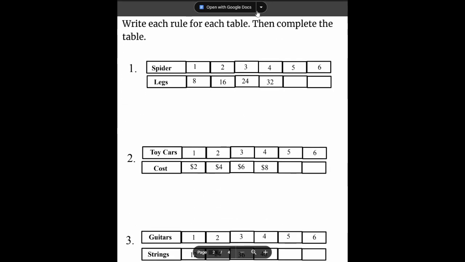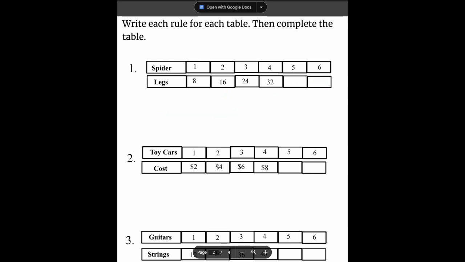Then moving on, write each rule for each table, then complete the table. Just completing the table, you can see that it goes up by 8 every time. So 32 plus 8 is equal to 40. 40 plus 8 is equal to 48. So the rule for this is, for every one spider, there are 8 legs. So basically, spiders times 8.